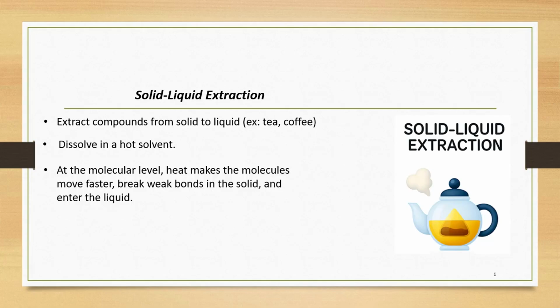There are two main types of extraction. The first is solid-liquid extraction, which you have probably performed today without realizing it. Brewing tea or coffee is a classic example. You start with solid leaves or grounds and add hot water. The heat gives energy to the molecules, making them vibrate and move faster, which helps break weaker bonds that hold caffeine and flavor compounds in the plant material. Those molecules then dissolve into the hot water. It is simple, but it is also chemistry in action.